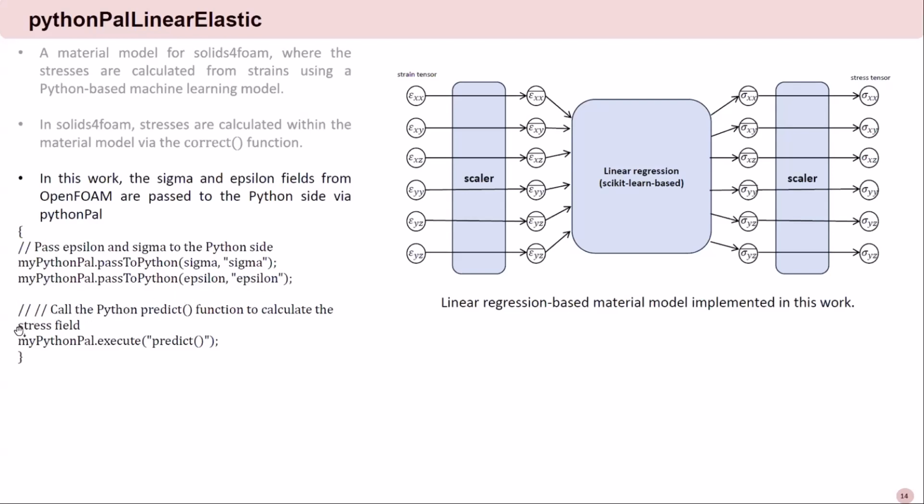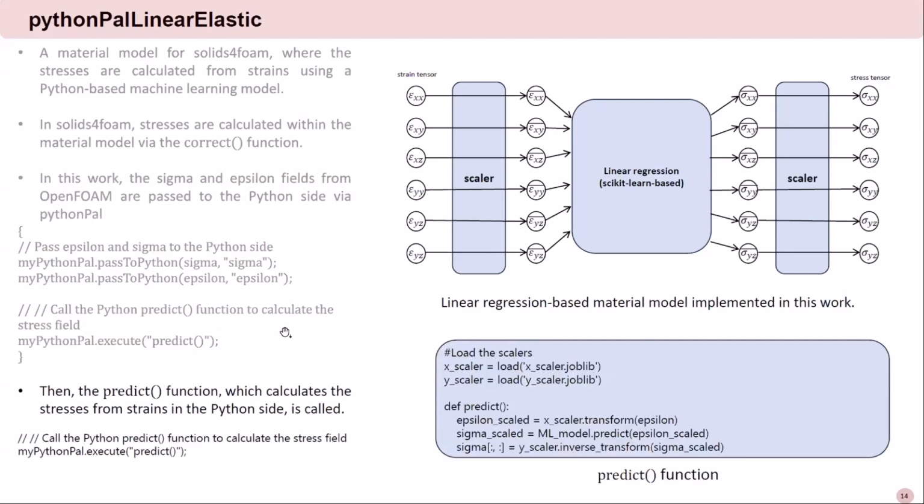The next command I execute is for calculating the stresses, and it executes the function predict, and predict does this. It's this over here. It's an extremely simple function, but you can see that it's also really powerful because it scales epsilon. With the scaled strains, it performs the prediction with the machine learning model, and then it scales the result back into the original range, and that's it. After that, the stresses are already calculated and they already exist in the OpenFOAM workflow.